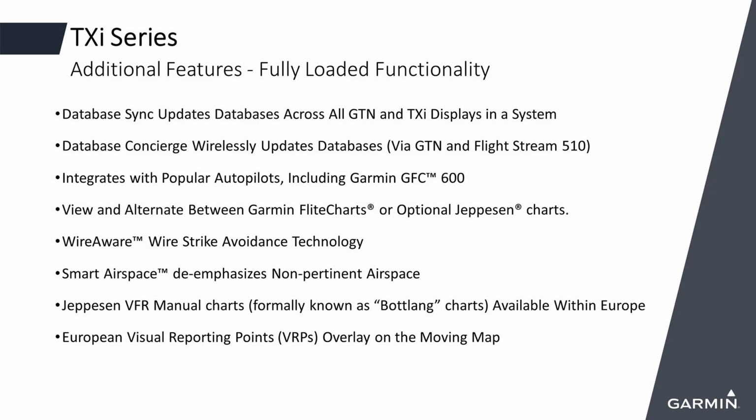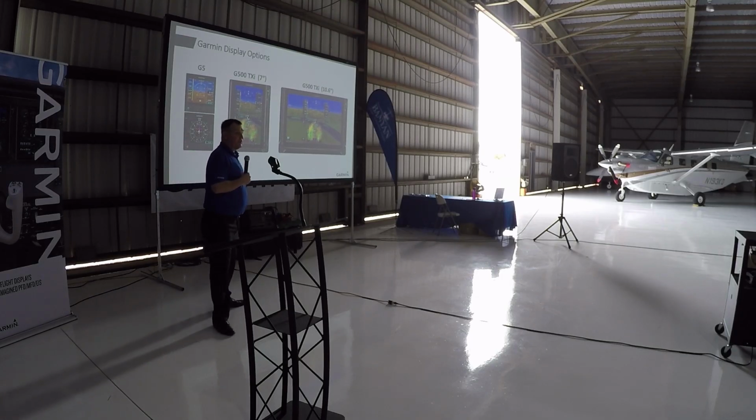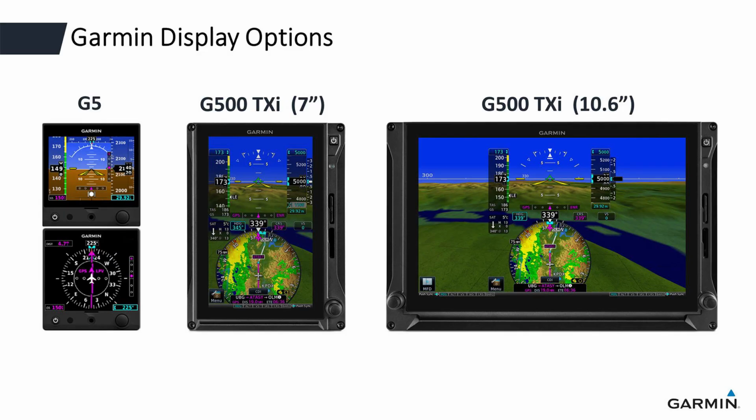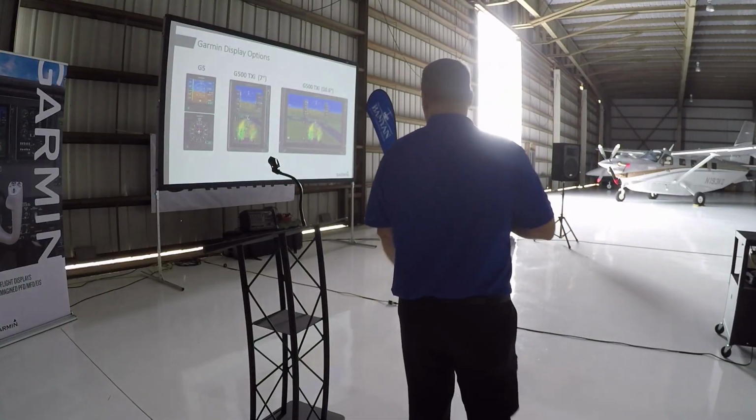Jeppesen VFR manual, dot-leg charts for folks flying in Europe, and European visual reporting points. So this is kind of what we talked about today. You've got 3 display options. You can do G5 on the left. You can do a 7-inch TXi or a 10.6-inch TXi.